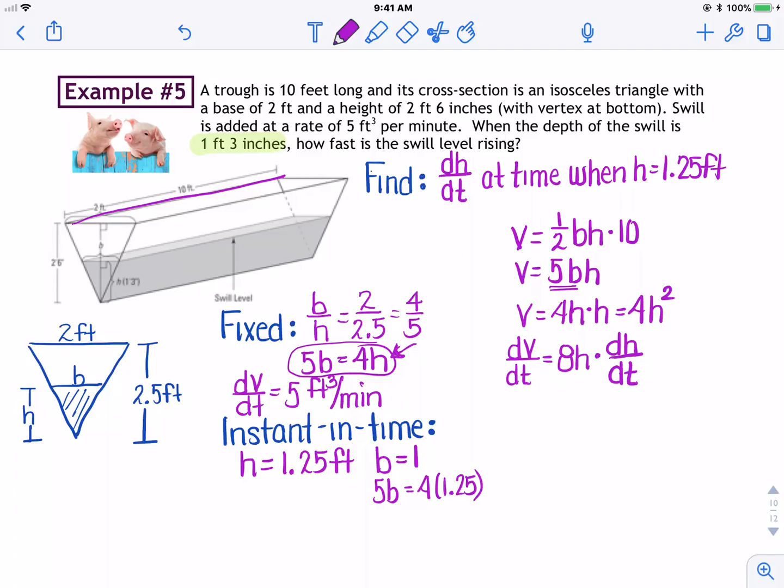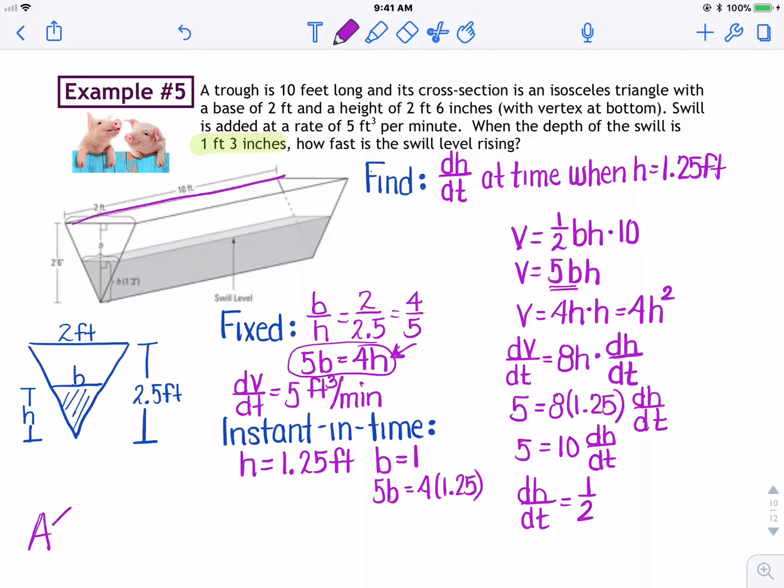So I do happen to know that the rate of change of the volume of the swill filling it is positive 5. And I happen to know that at the instance in time when we are at 1.25 feet in height, they would like us to solve for dH/dt. And as I do that, I'm going to get that 5 equals 10 dH/dt. And I get that dH/dt is 1/2.